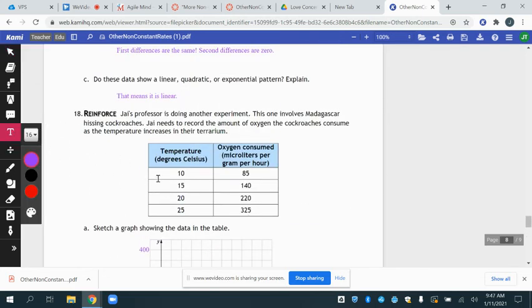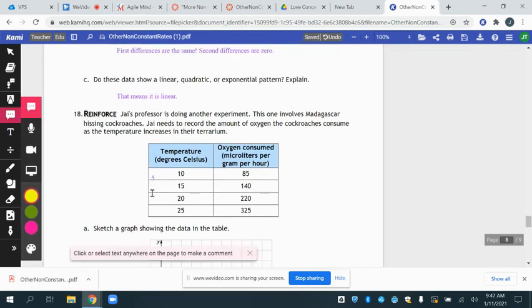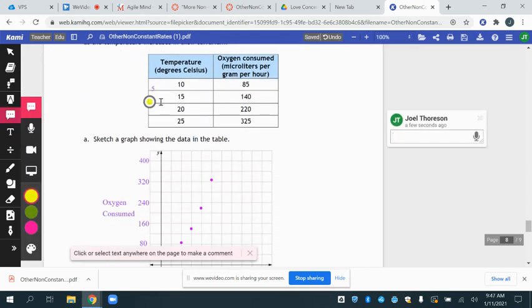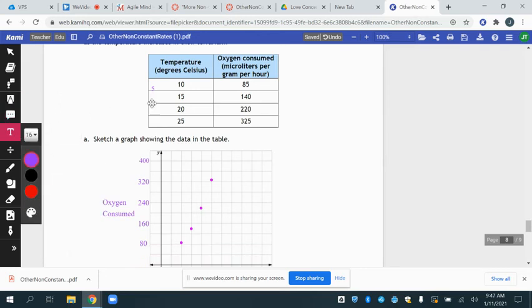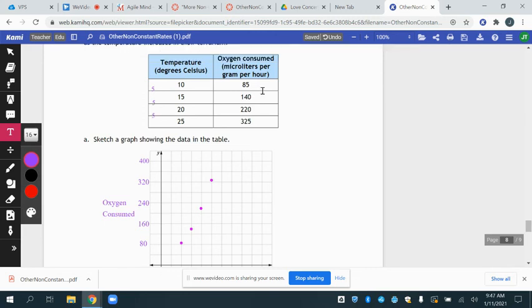So what are my first differences? This goes up by 5. By 5. Oops, I don't know what I just did there, but I just wanted to type numbers. Let me just type a number. Okay, so that goes up by 5. So that's easy enough. 85 to 140, that's 55.